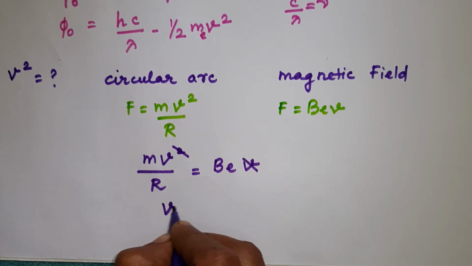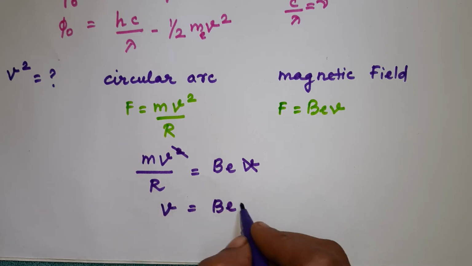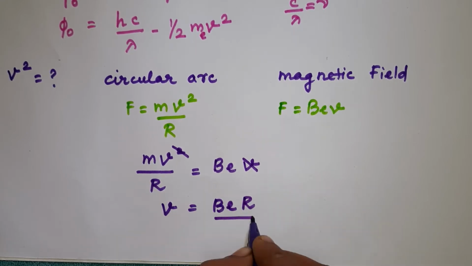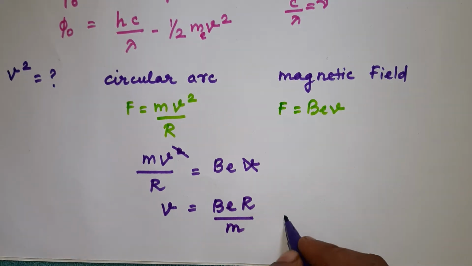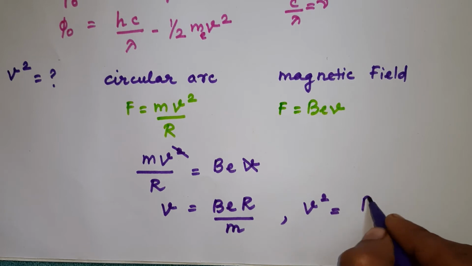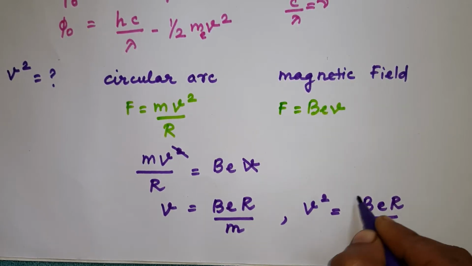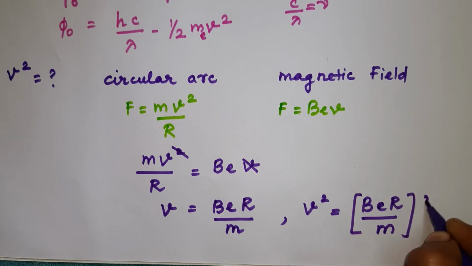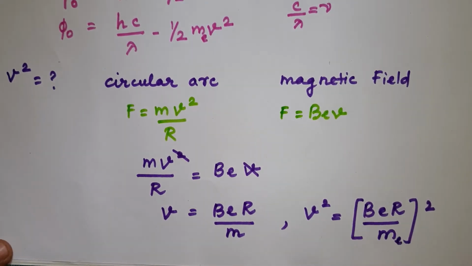Here one v and the other v get cancelled. Remaining, we have v equals B e, this r goes to the numerator, divided by m. Since we need v square, we write v square equals B e r divided by m, the whole square. Let me write here m e.